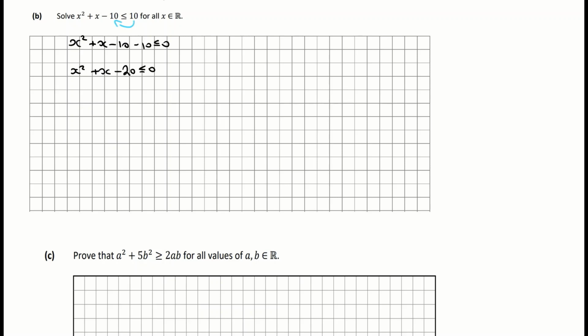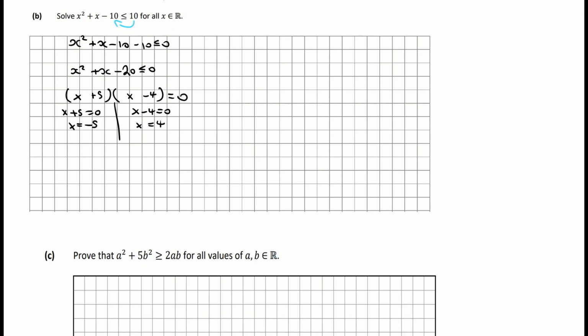I'm now going to get my factors and I'm going to let that equal 0 because I just want to find out first of all where it crosses the x-axis, and then I'll worry about my inequality sign. So the factors of minus 20 that add to 1 are positive 5 and negative 4. So positive 5 multiplied by negative 4 is negative 20. 5 take away 4 is 1. Solving these now for my roots, I have x plus 5 is equal to 0, x is equal to negative 5, and I have x minus 4 is equal to 0, and x is equal to positive 4.